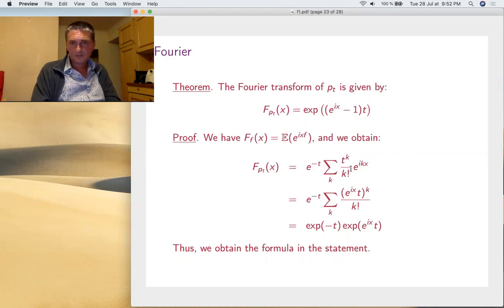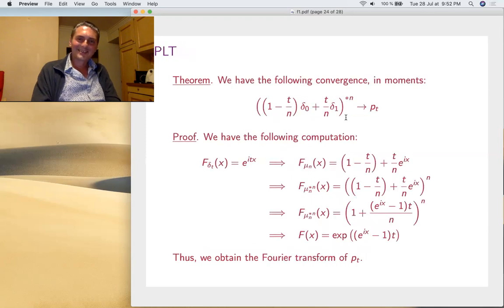Well, you just take the formula of Poisson of t. When you apply Fourier, it means the Dirac mass, which is here, delta k, you replace it by exponential of ikx. So you get an exponential, and that's it. Exponential of exponential, if you want. Okay, so now we are ready to prove the Poisson limit theorem. You take this Bernoulli here, and you convolve it n times with itself, and as n goes to infinity, it converges to Poisson of t. That's exactly as for the CLT. That's the reason why the Poisson limit theorem appears a bit everywhere.